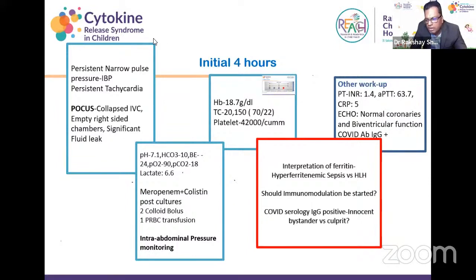So my question to Dr. Randy Cron is, would you consider this patient as hyperferritinemic sepsis, and would you consider giving immunomodulation? And would this be the right moment to start immunomodulation?